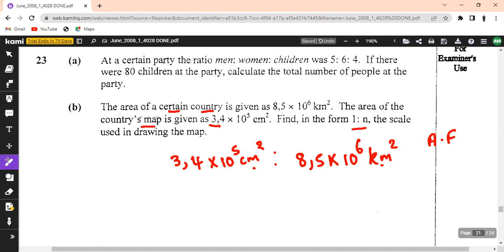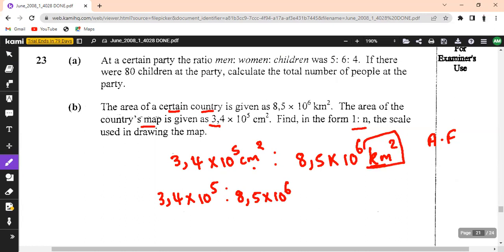But before we do that, we must have the same units. Remember, guys, you must have the same units. So how are we going to have the same units? Remember, I told you that if you are dealing with square kilometers and square centimeters, it's actually converting these to square centimeters, because this is square kilometers. So you're going to have something like this: 3,4 times 10 to the power of 5. We are still on area, but these are square centimeters, as to 8,5 times 10 to the power of 6, which are square kilometers.